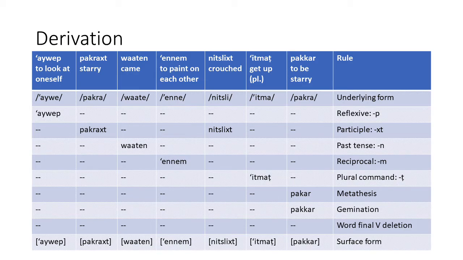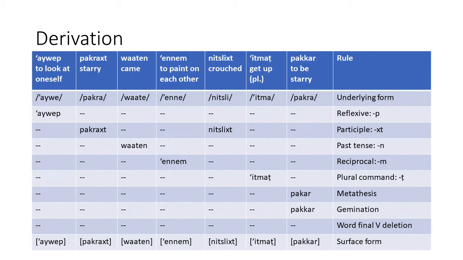Every time we have morphology in a derivation, the morphological rule always comes before the phonological rule. If we look here, I just added 1, 2, 3, 4, 5: reflexive, participle, past tense, reciprocal, and plural command. Those are all the morphological rules. Underneath are the three phonological rules that we made: metathesis, gemination, and word final vowel deletion. So let's go through each one of them.